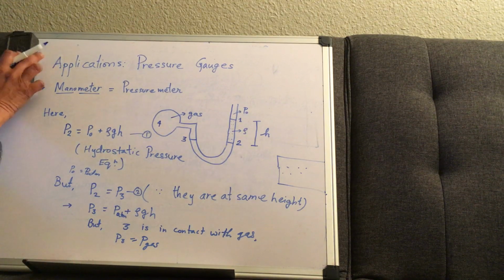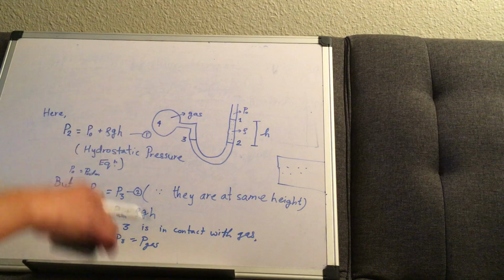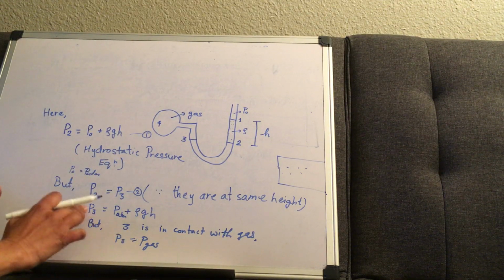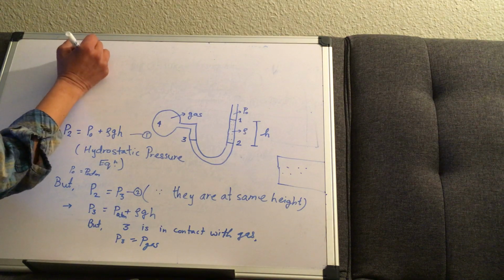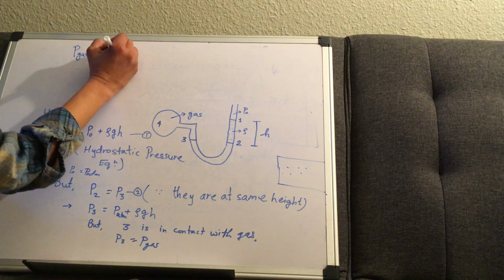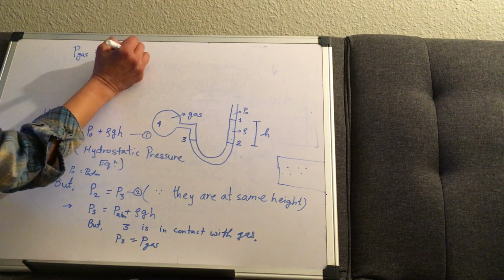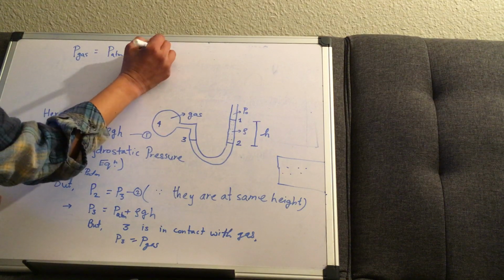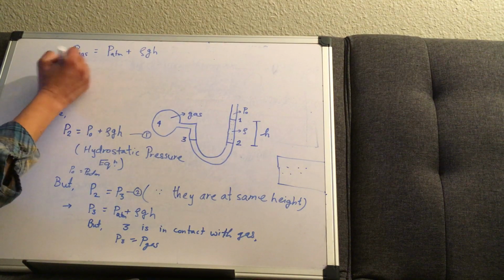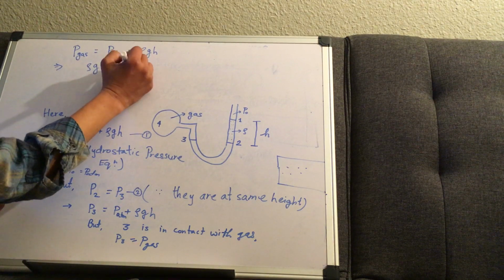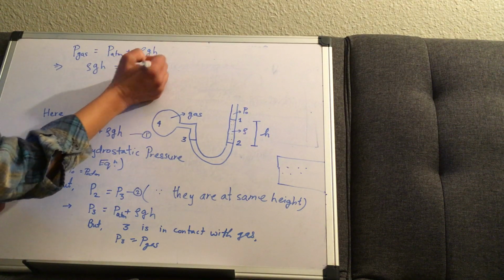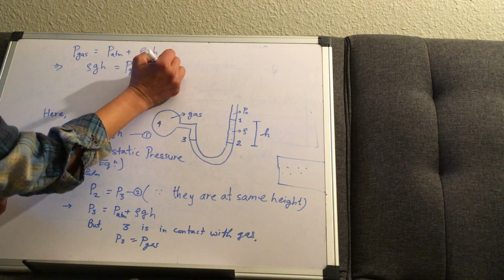Okay, I'm gonna erase this part here. So you see, in place of P3 we are going to replace with P gas, so that will give us what? P gas equal to P ATM plus rho gh. And then we want to rearrange this. Let's write rho gh equal to P gas minus P ATM.